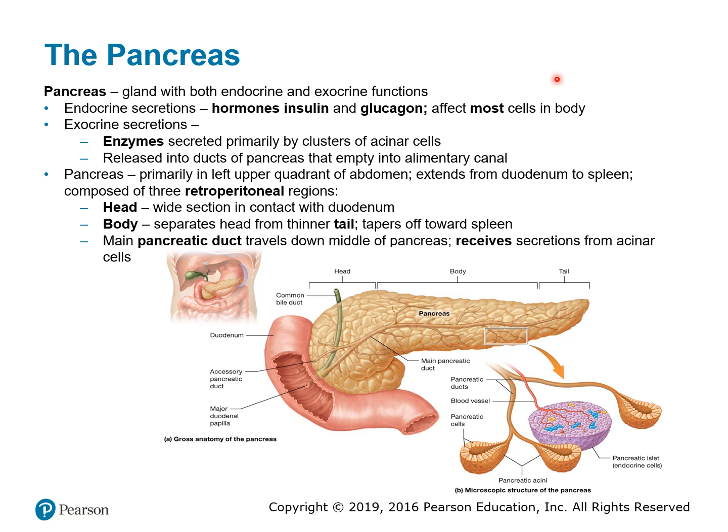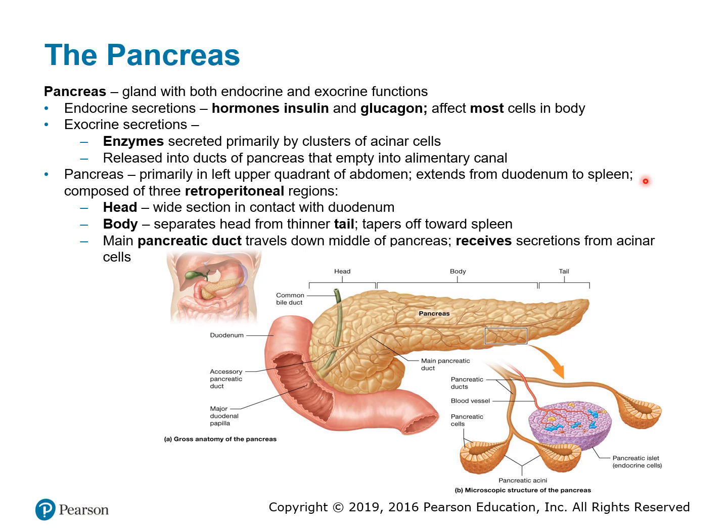And they affect most of the cells in the body. So when these hormones are released, most of the cells are going to be affected by it. The exocrine secretions are going to be when enzymes are produced, and they're produced by clusters of acinar cells, which we're going to talk about in just a moment. When they're released, they go into the ducts of the pancreas, and they're going to be emptied out into the alimentary canal.